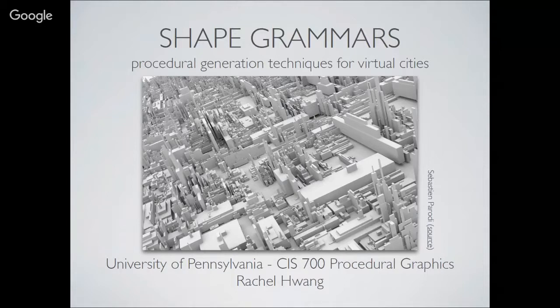Shape grammars and formal grammars in general are a really handy technique in procedural generation. Shape grammars in particular are used for the generation of buildings and cities. So I want to go over how you can use this technique to generate buildings today. But the reason I chose this technique is because it really is a very useful general principle, and I hope you'll see why.